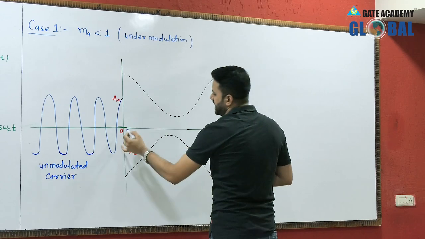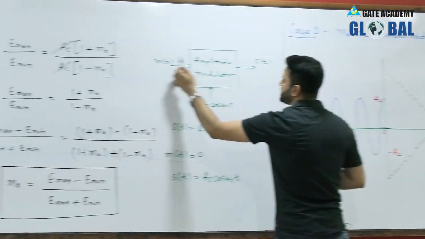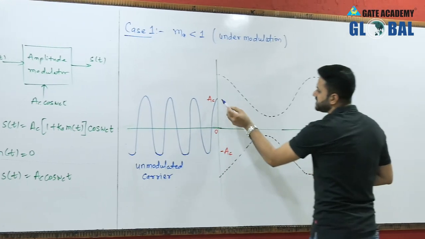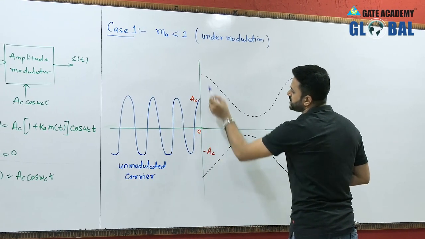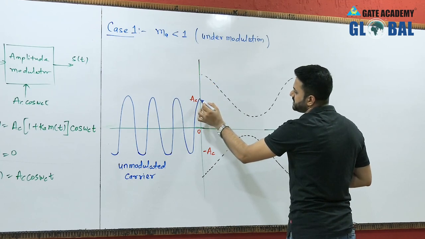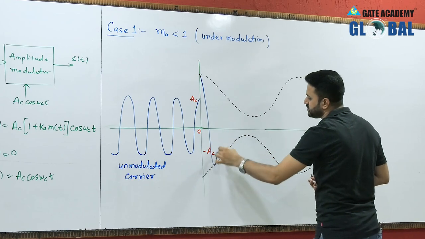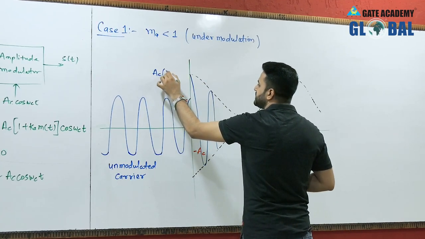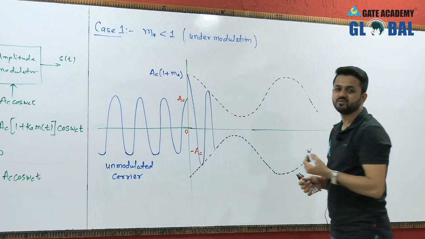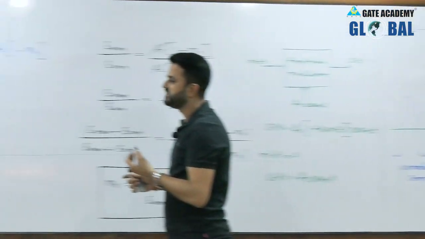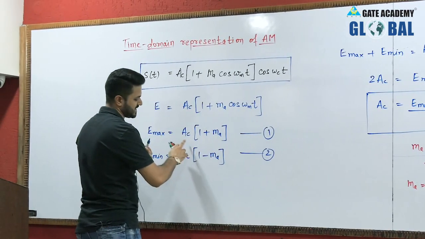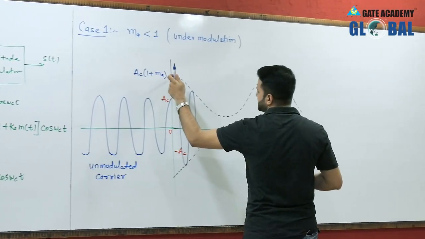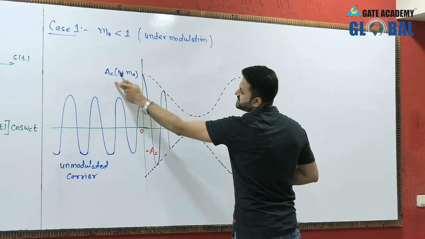Now, at time t equal to 0, when message signal is the input to this amplitude modulator, the amplitude of carrier signal starts varying. So the amplitude was Ac, and at time t equal to 0, you applied message signal, and now the amplitude becomes some other value, which is Ac (1 + ma), because this is the maximum value, and the maximum value we have calculated from equation number 1, that is Ac (1 + ma). In this diagram we have seen that the maximum value of this signal approaches this value. So this is Ac (1 + ma).